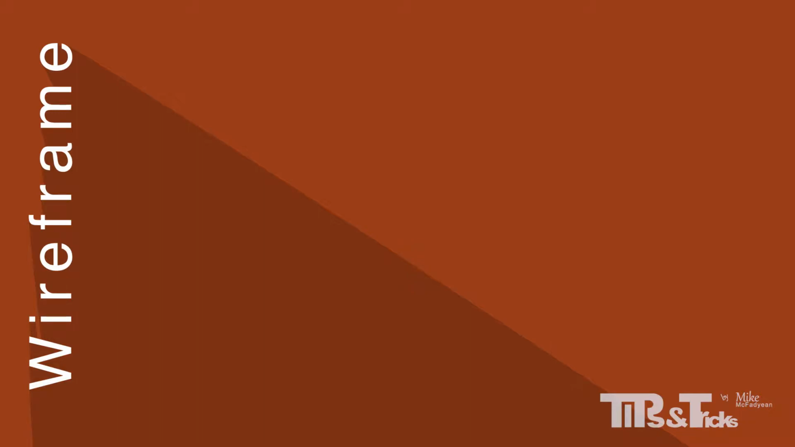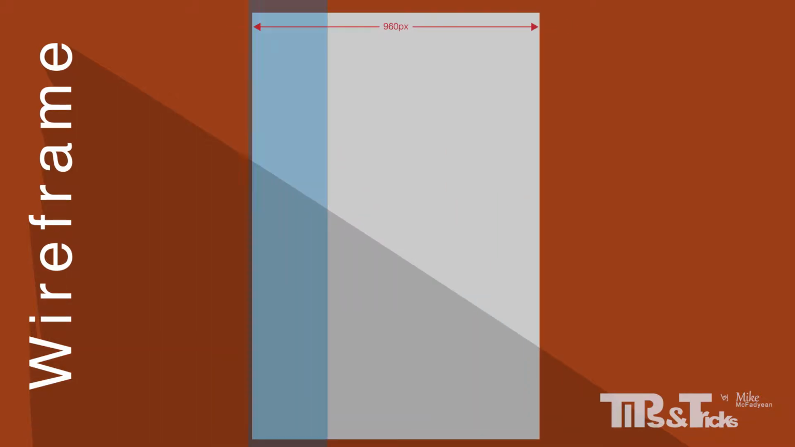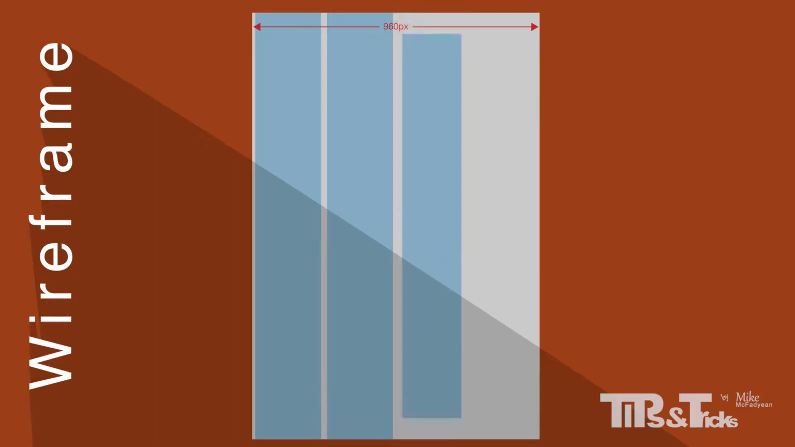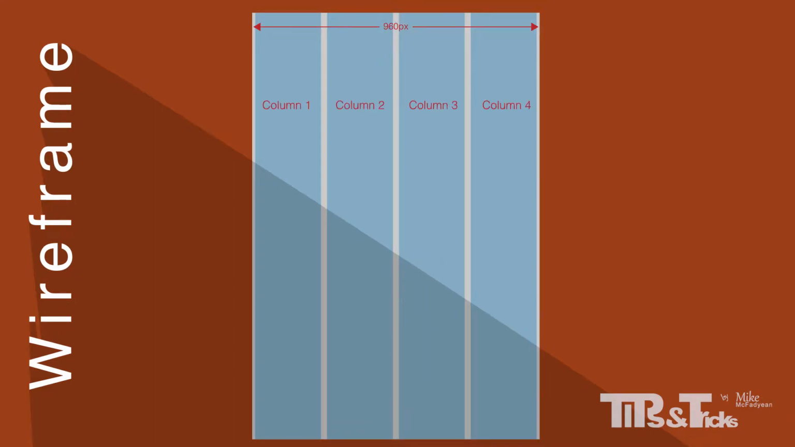Well, firstly, a column system. You need to decide on the default width. 960 pixels is a good choice because many different numbers are divisible into this number. For example, 3 times 320, 4 times 240, 5 times 192, 6 times 160, and so on. All whole numbers. It is common to work on a 4, 8, or 12 column system.